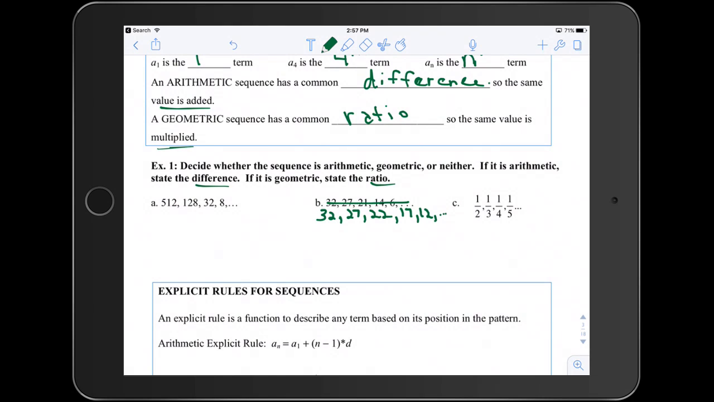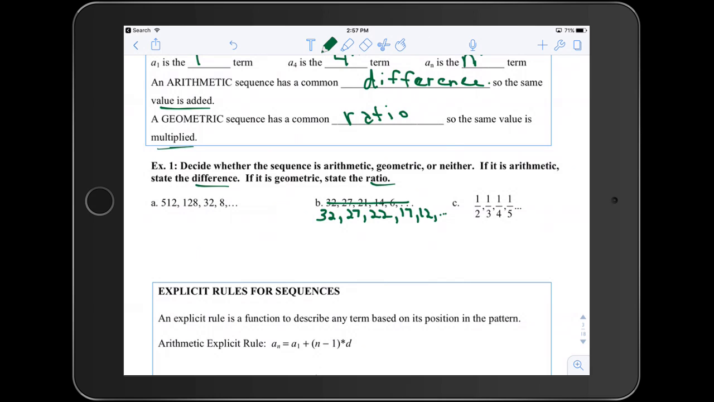Actually, each one of these, if you notice, is an infinite sequence. But letter A, the first thing you're going to look at is whether or not, now obviously the values are going down, 512, 128, 32, and look to see if there's a common difference. So I'm going to think to myself, okay, 512 minus 128, that's going to give me 384. If I go 128 minus 32, that is not giving me 384. So this is clearly not an arithmetic sequence.